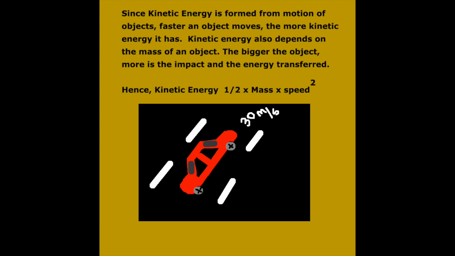Since kinetic energy is formed from the motion of objects, the faster an object moves, the more kinetic energy it has. Kinetic energy also depends on the mass of an object. The bigger the object, the more is the impact and the energy transferred. Hence, kinetic energy is half multiplied by mass, multiplied by speed to the power 2.